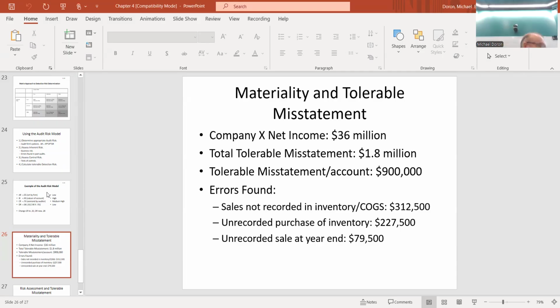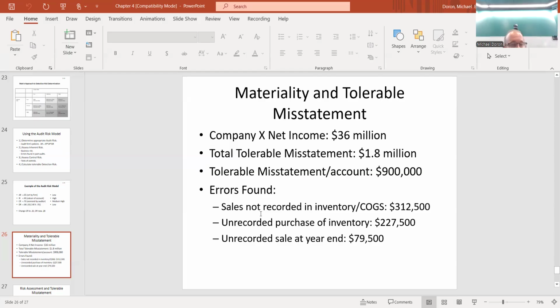So here's an example of how it might work in an audit. Your client, company X, their net income is 36 million. And you set total tolerable misstatement at 1.8 million. So that's 5% of net income. That's where your firm sets tolerable misstatement. And tolerable misstatement per account is $900,000, so half of the 1.8 million. That's how you set it per account, just for an example.